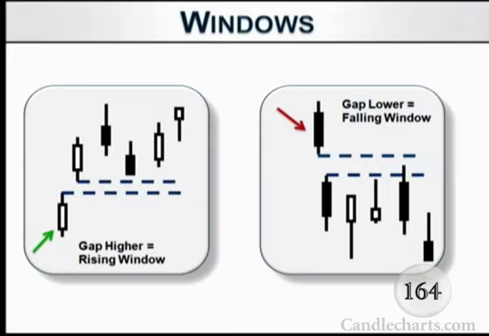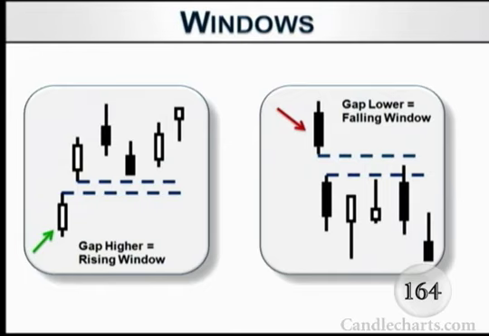A rising window, gap higher, same thing. A falling window means a gap lower. The Japanese will say, and by the way, windows are continuation signals. That means the market is moving up. Then we have a rising window, a gap higher, the market should continue moving up.